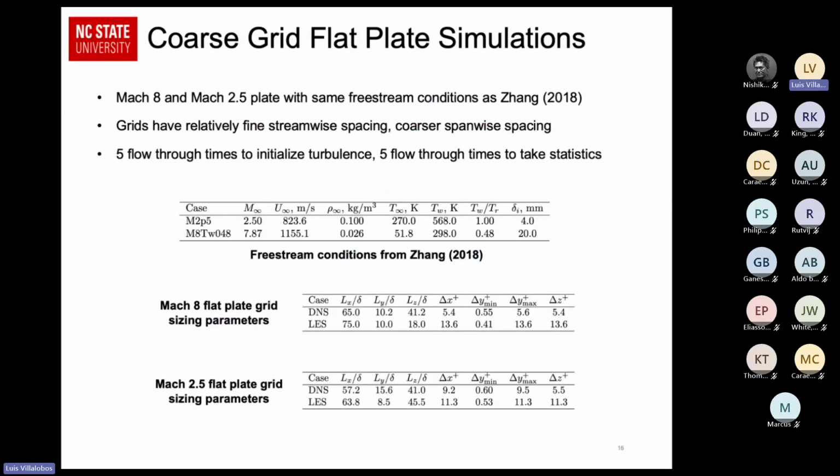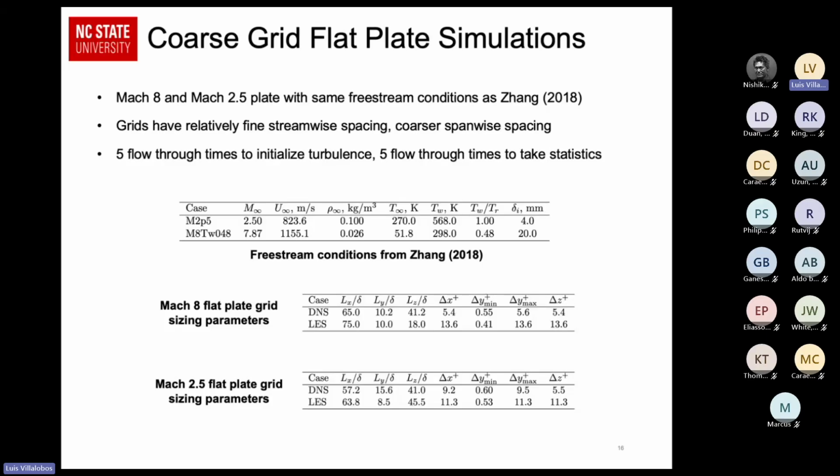Okay, so like I said, those simulations weren't amazing because there was a bug in the implementation of the resolvent forcing. So I did some further coarse grid flat plate simulations in order to really verify that our technique is working. These are going to be Mach 8 and Mach 2.5 turbulent flat plates with the same preconditions used as Zhang in 2018, who's one of Leon Duan's students at OSU.